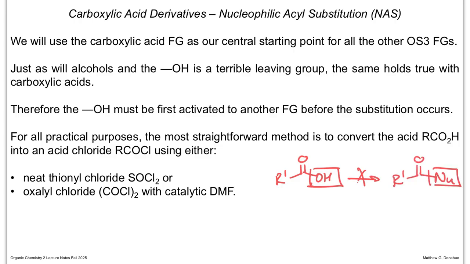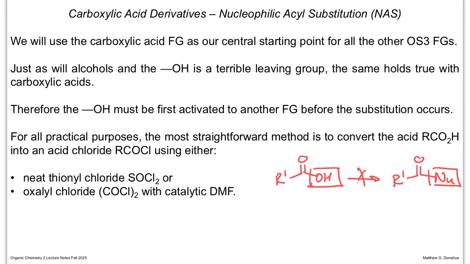In general, we can't do substitutions of OH from acids directly because the leaving group is OH minus, hydroxide. The pK of water, the conjugate acid, is 14, and that tells us that's not a good leaving group. So typically we take our carboxylic acids and we transform them into acid chlorides. And then from that acid chloride, we can start doing the substitutions we desire.